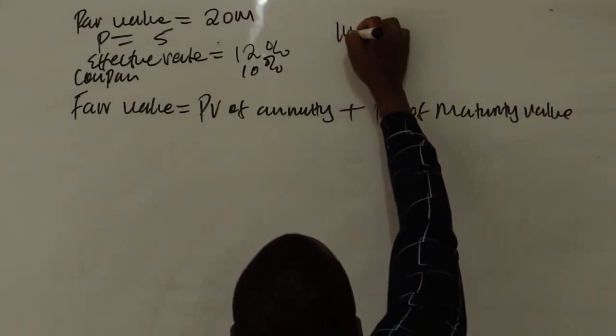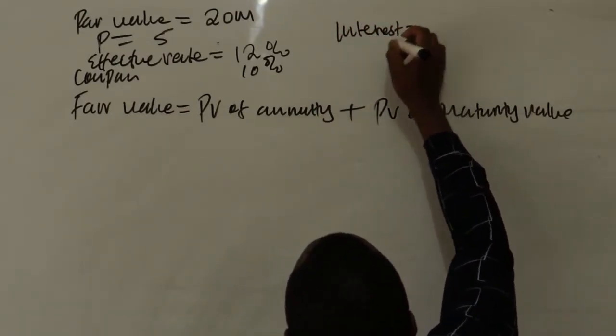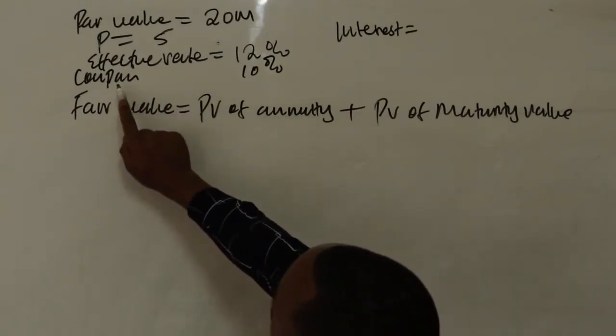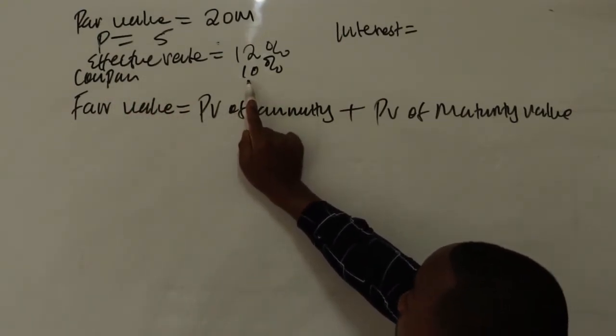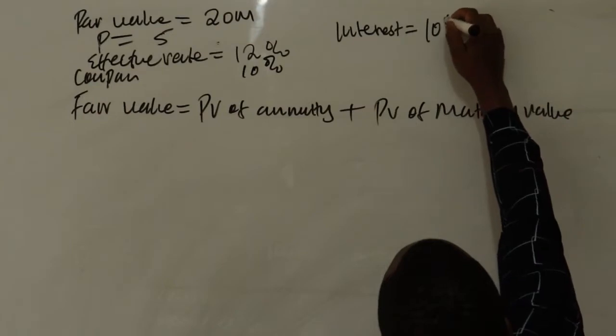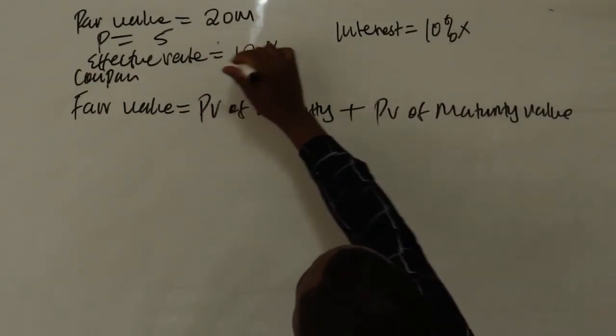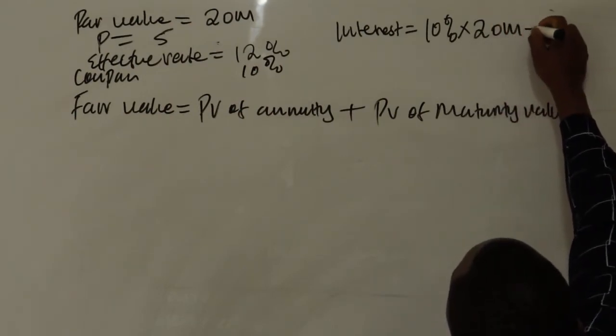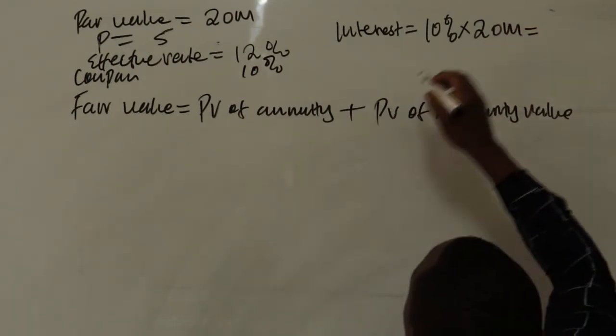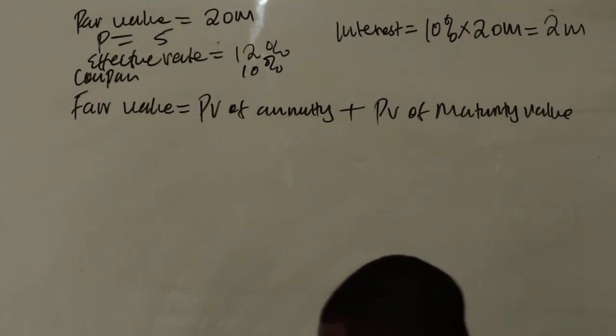And that interest, so let's compute that interest. You take the coupon rate. At the date of issue, you agreed you'll be paying 10%. So you'll take 10%, that's the coupon rate, and multiply by the par value, which was 20 million. So that means you'll be paying an interest of 2 million each year.